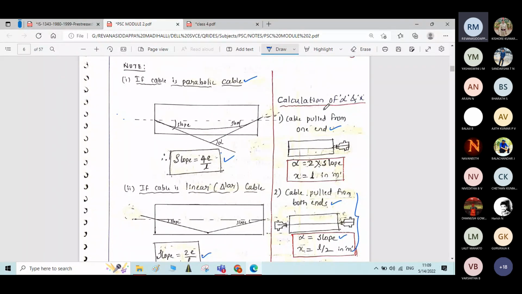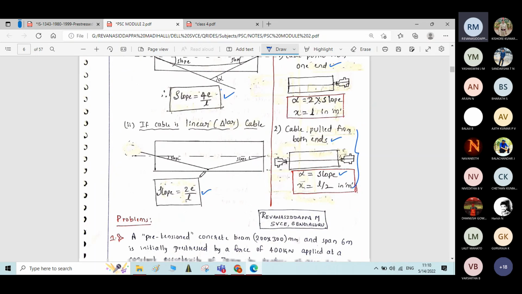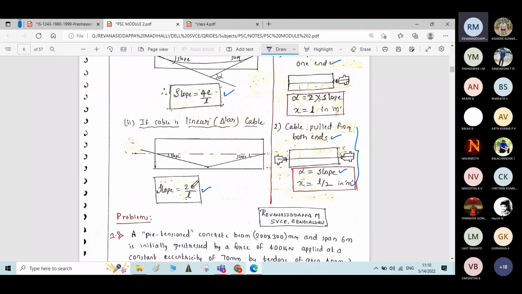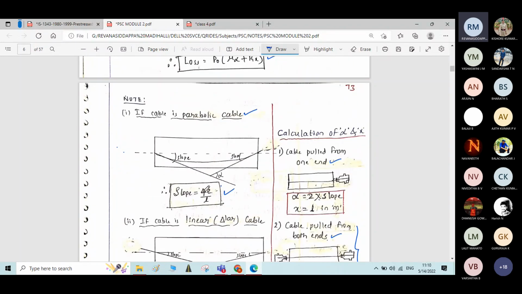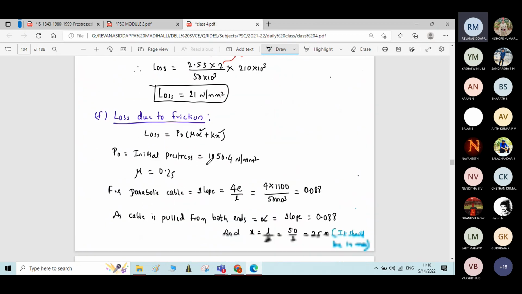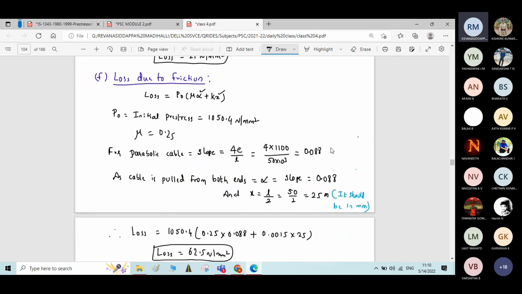To calculate this alpha, initially you need to calculate the slope. The calculation of the slope depends on the cable profile, whether it is linear, parabolic or straight. For straight cables, slope will be 0. For parabolic cable, slope is calculated as 4e by L, and for linear cable, means triangular profile cable, it is calculated as 2e by L. As we are having a parabolic profile, I'll calculate the slope by using this formula 4e by L.